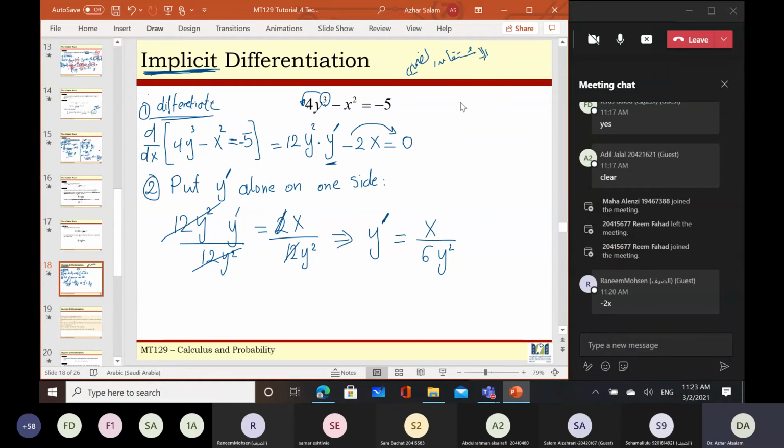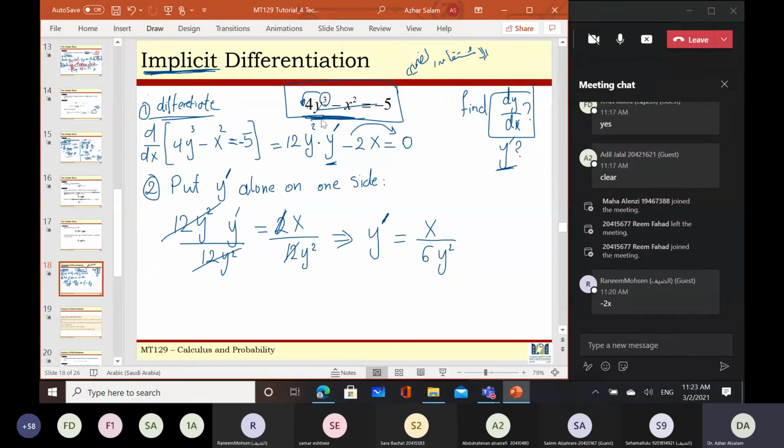The question is find dy by dx. Okay, I will try to speak louder. The question is find dy by dx or find y dash. This is the question, and this is the given equation. Okay, this equation is given. How to differentiate or how to find y dash?